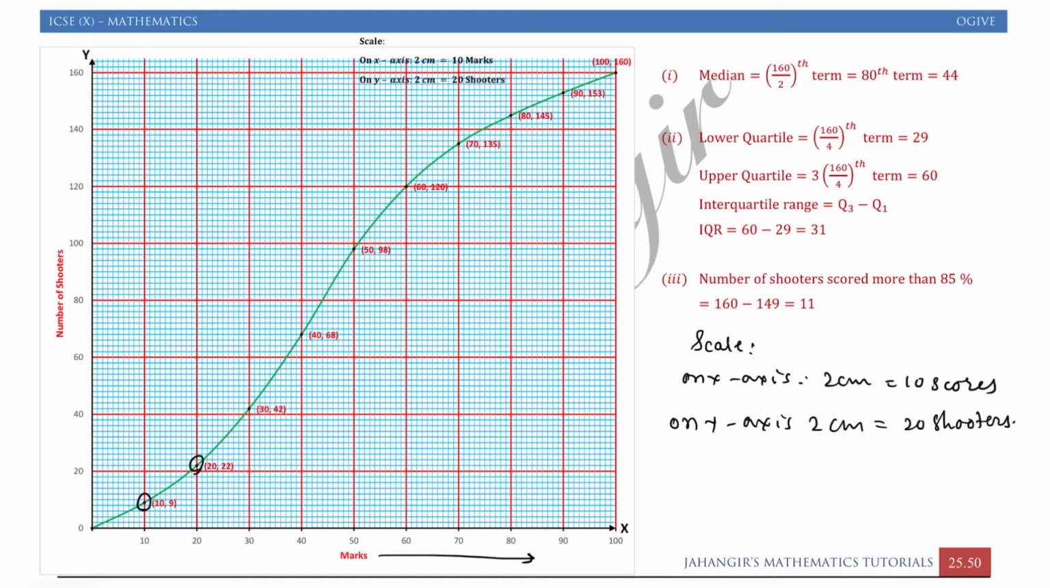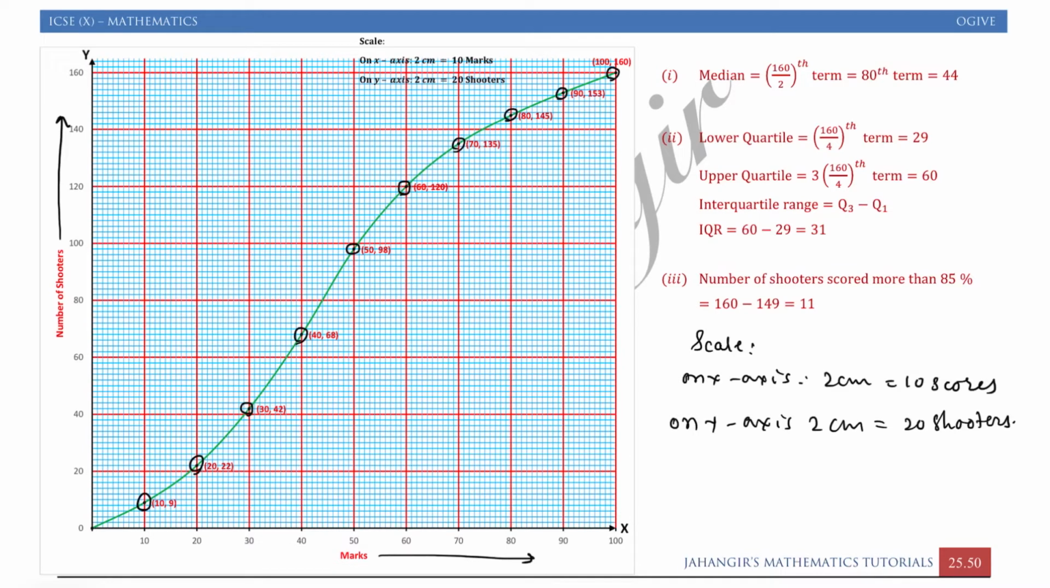10, 9, 20, 22, 30, 42, 40, 68, 50, 98, 60, 120, 70, 135, 80, 145, 90, 153 and 100, 160. So you can draw a line. You can see the green line which is just a smooth curve. Number of shooters, label everything as given.